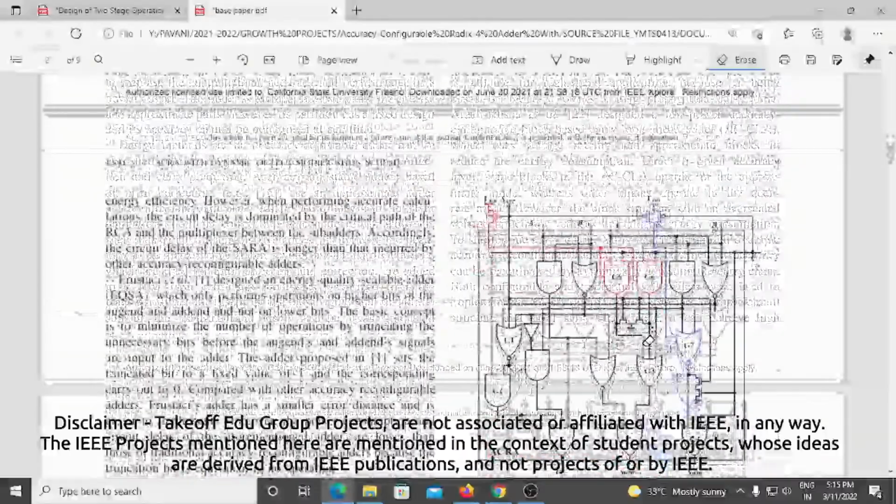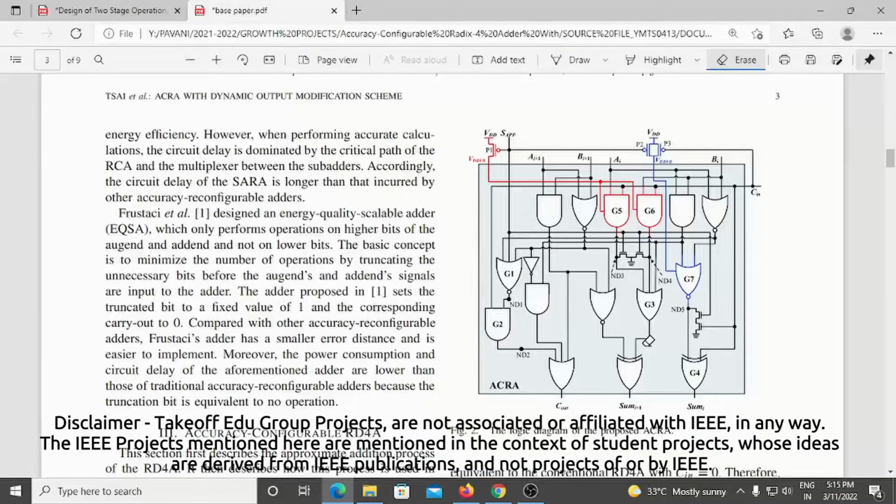Okay, and coming to the accuracy configurable Radix-4 adder, this is the structure of the accuracy configurable Radix-4 adder. Here these are the power gating techniques for P1, G5, G6, G7, and these are the control elements used to switch these transistors. Okay, and now we will see the operation.